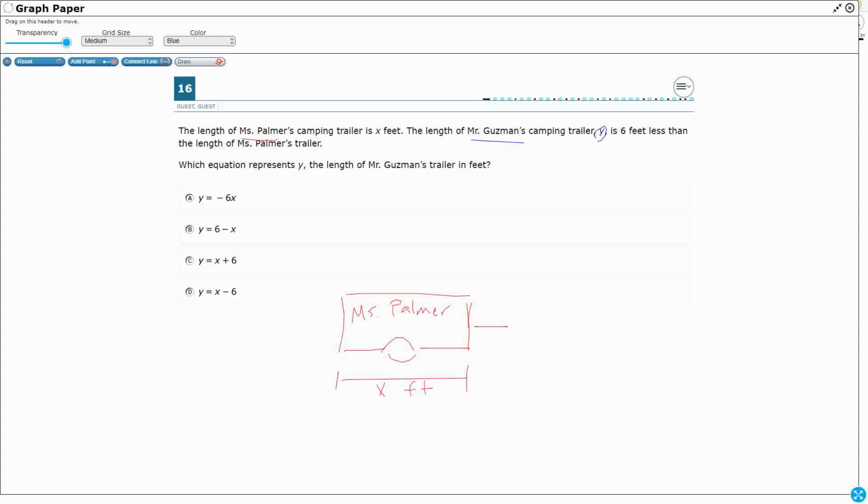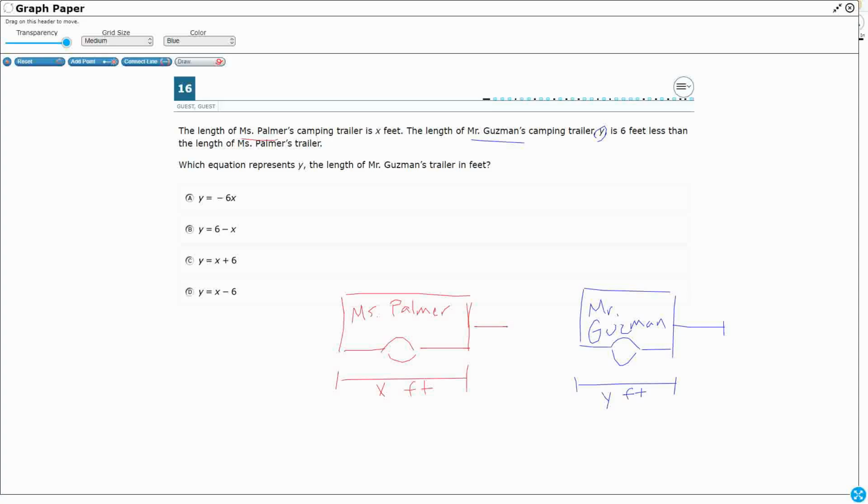Okay, so let's draw Mr. Guzman here. Let's do that same thing. Okay, and let's say that this is going to be Y. All right, Y feet, and that's going to be Mr. Guzman. All right, so we have a nice little representation here. Let's see, Mr. Guzman. And this Y is 6 feet less than the length of Miss Palmer's.